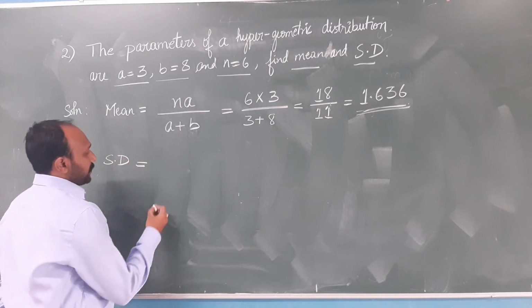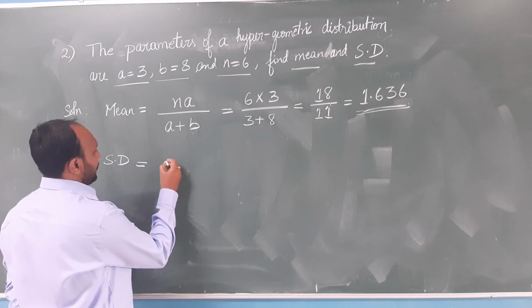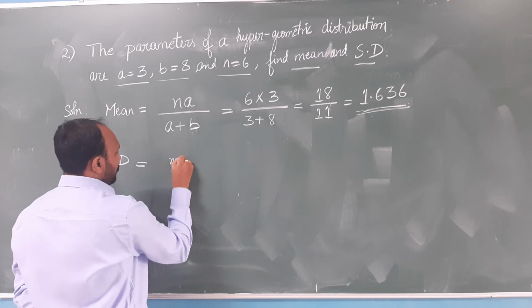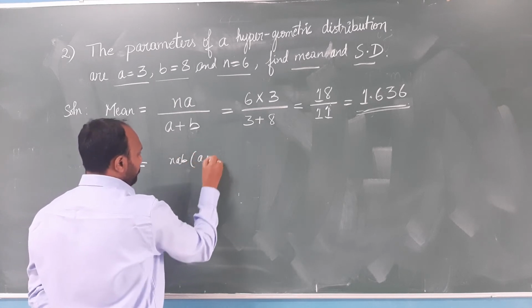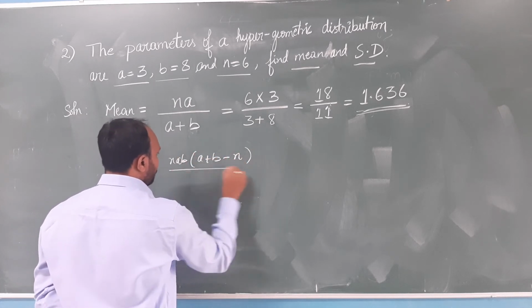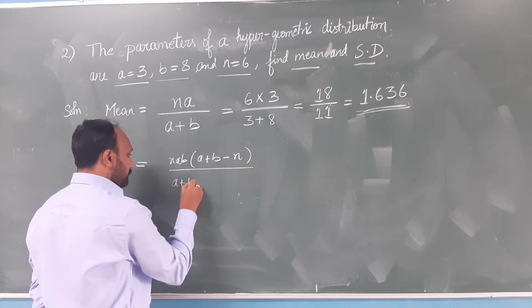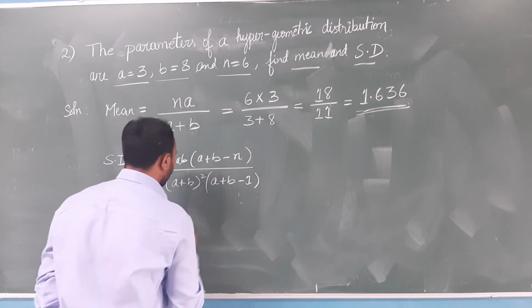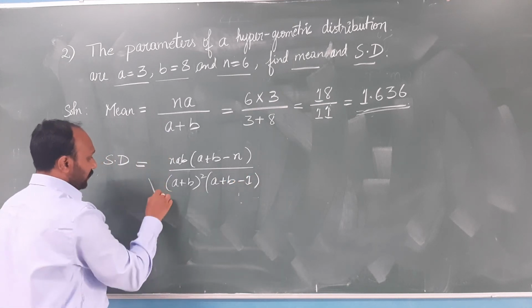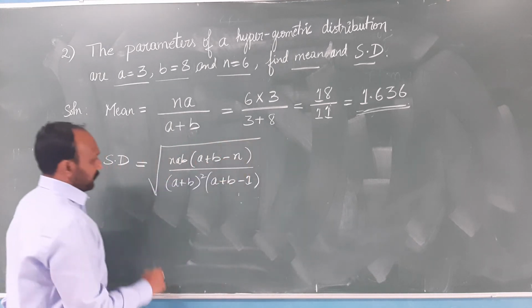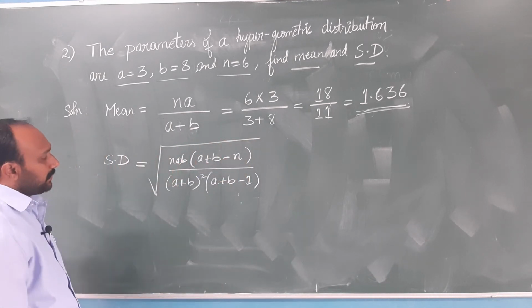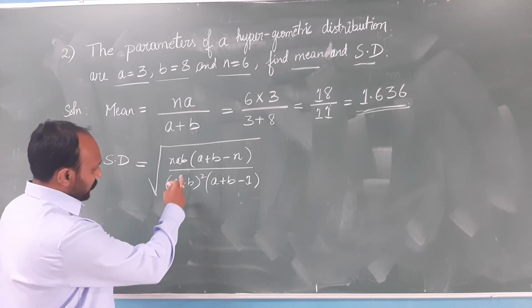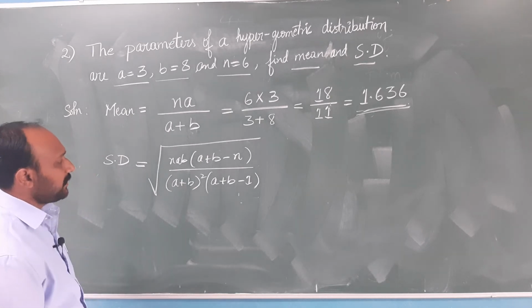What is the standard deviation? The variance formula is n into A into B into (A+B−n), divided by (A+B) whole square into (A+B−1). Since it is a standard deviation, we need to apply the square root. So the square root of nAB(A+B−n) divided by (A+B) whole square into (A+B−1).